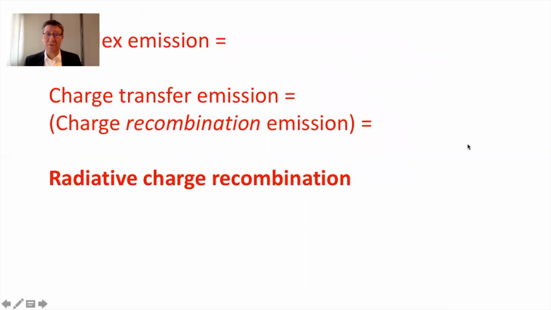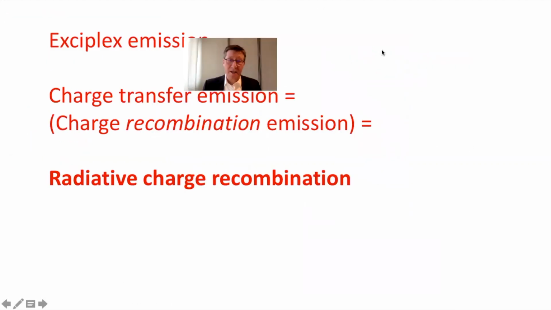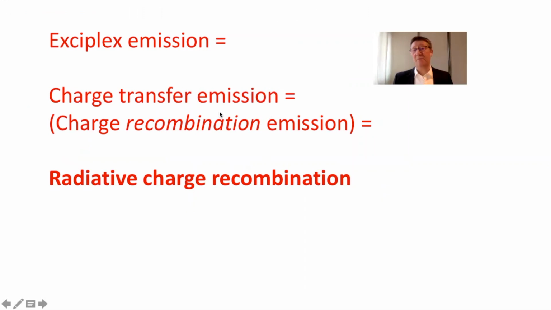From the excimer came the exciplex, and the exciplex, well, maybe it's better to call it a charge transfer absorption complex, because it gives charge transfer absorption. It also gives charge transfer emission. It is important. So people call it charge transfer emission, but it's charge recombination. The state goes back to the ground state, and the electron goes back from the reduced acceptor to the oxidized donor.